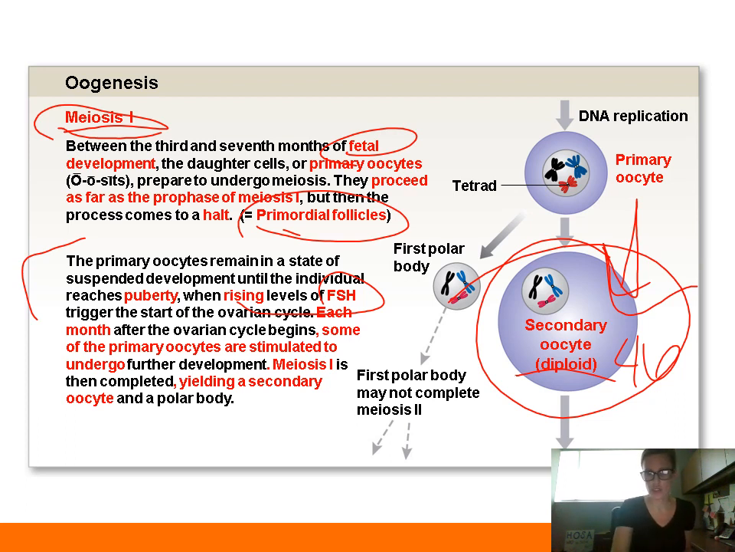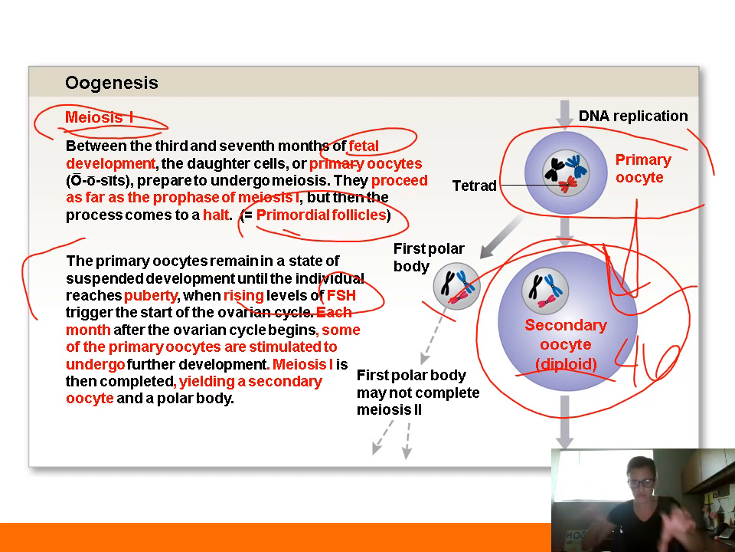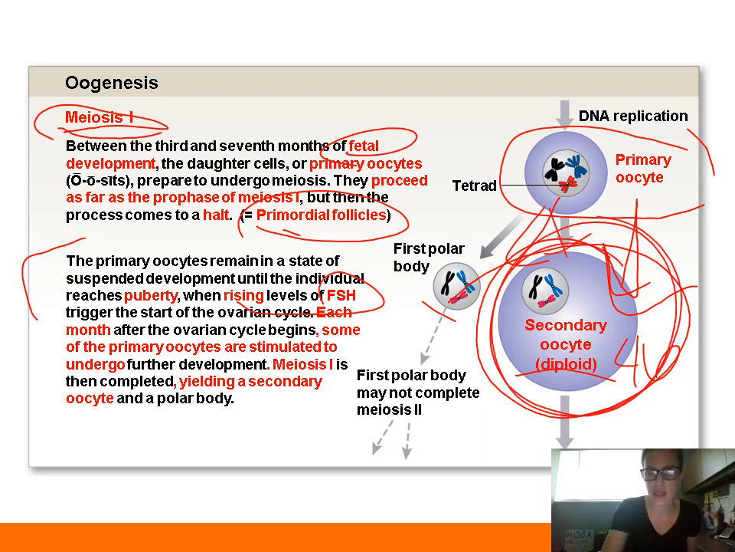Now, note here that I'm not showing two secondary oocytes. When this primary oocyte goes through meiosis, remember there's going to be two divisions, meiosis one and meiosis two. When it goes through these cell divisions, it does not produce two viable cells each time. When this primary oocyte divides, it produces a secondary oocyte, and then what we call a polar body, which is not a viable cell. This is different than sperm. With the sperm, every time they divide, we made more and more viable cells. But we're only going to end up with one viable egg out of this process, not four.